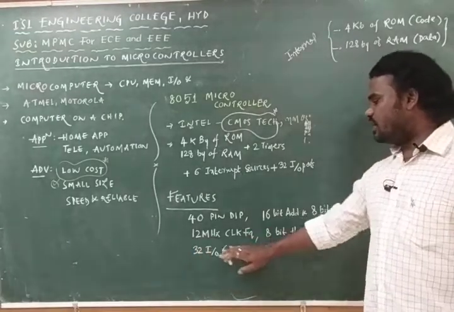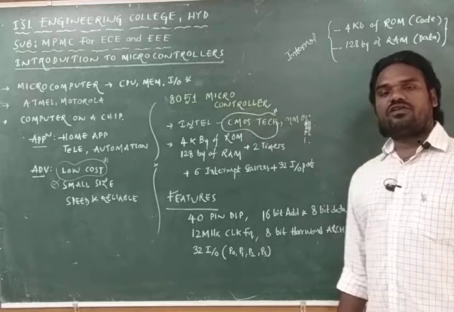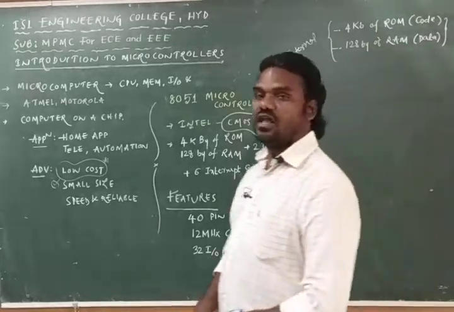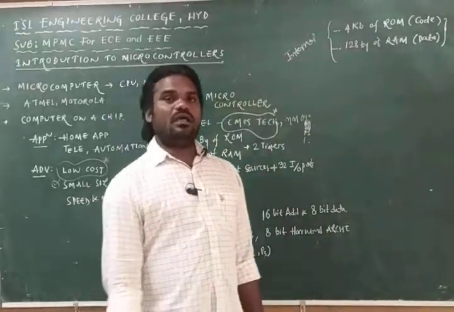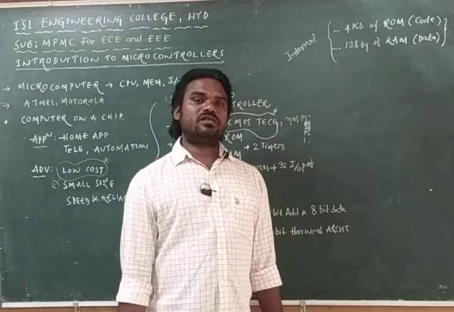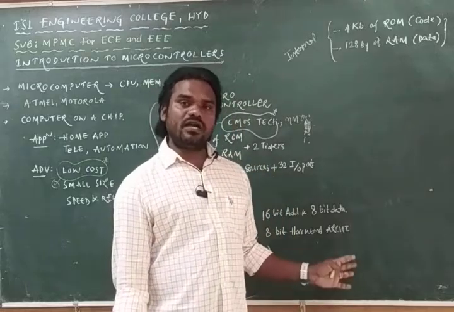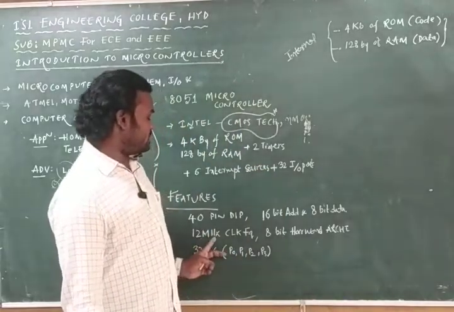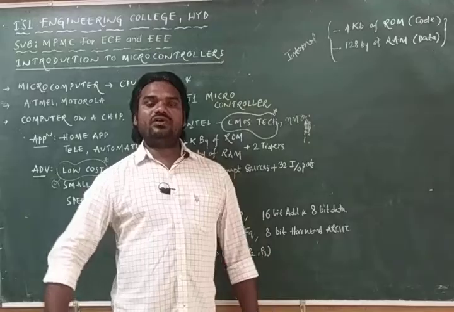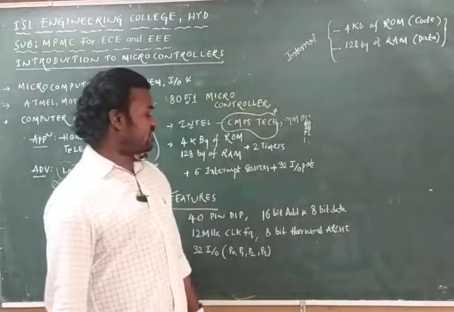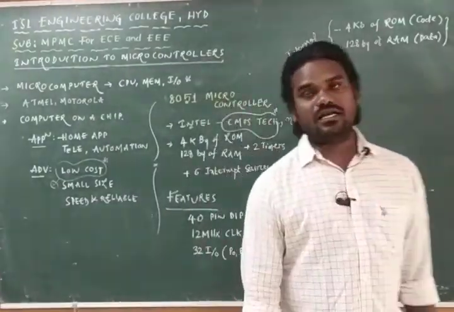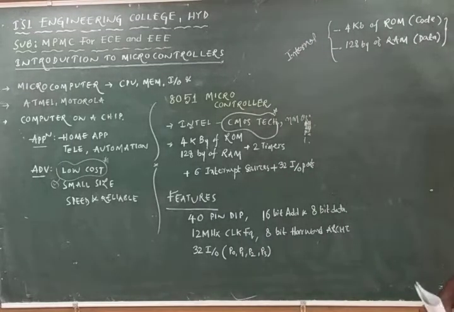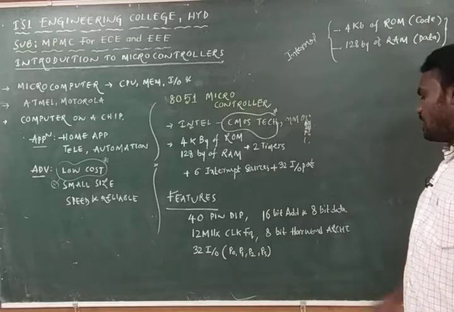Here it has a 12 megahertz clock frequency, whereas the 8086 microprocessor has a 5 megahertz clock frequency. So compared to the 8086 microprocessor, the speed of operation of the 8051 will be more. And this architecture, the 8051 architecture, is called the 8-bit Harvard architecture.